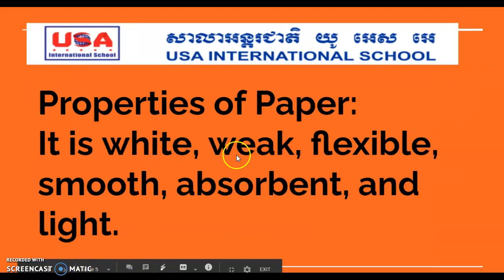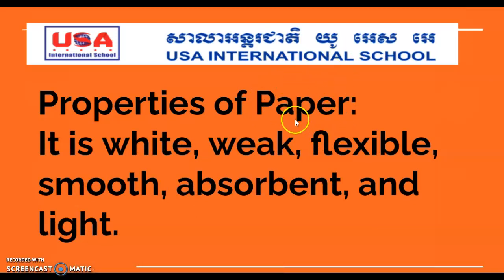Next, we have paper. We know that paper is made from trees. Some papers are thick, just like cardboard. Cardboard is a type of paper. There are many objects that are made of paper, like notebooks, books, stationery, and envelopes. Mostly the color of paper is white. It is weak, it is not strong. It is flexible. You can bend paper, and it is smooth.